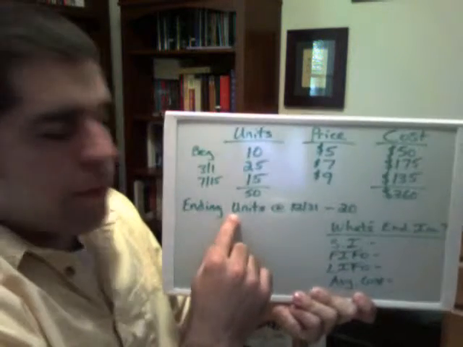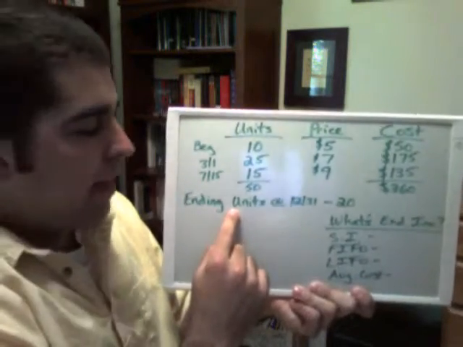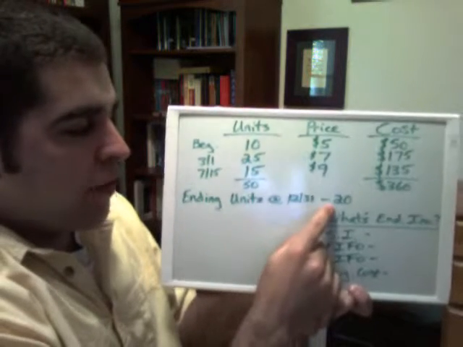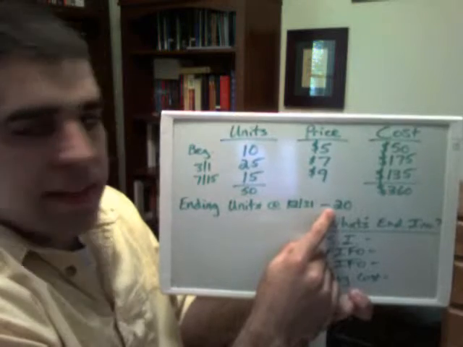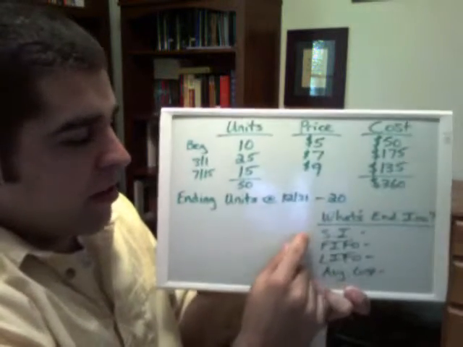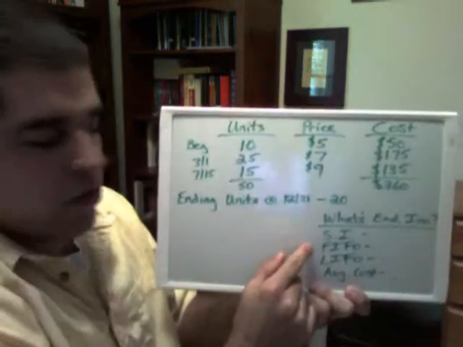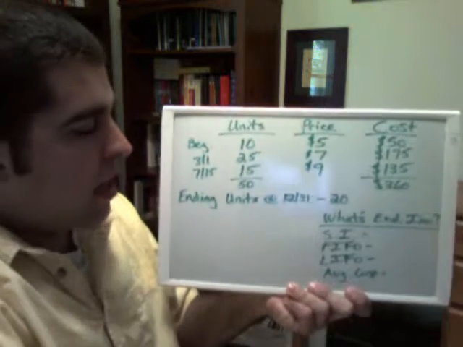I've given you here this information. What is the ending units at the end of the year, 12/31? Well, we have 20 units on hand. Okay. Now these 20 units, we need to assign a cost to these 20 units, and these are the different options that we have: specific identification, FIFO, LIFO, and average cost.